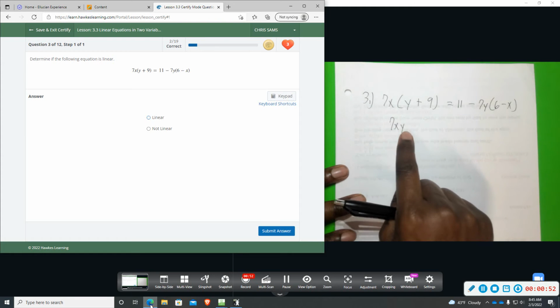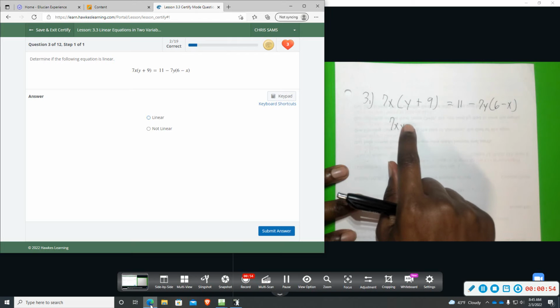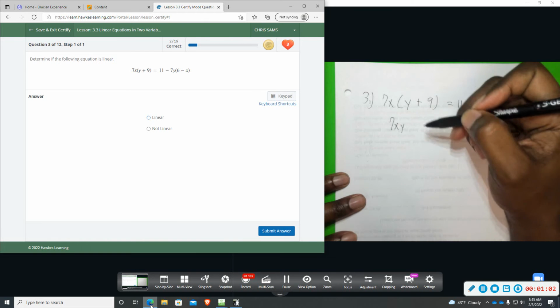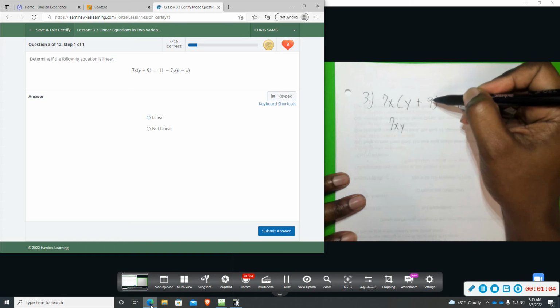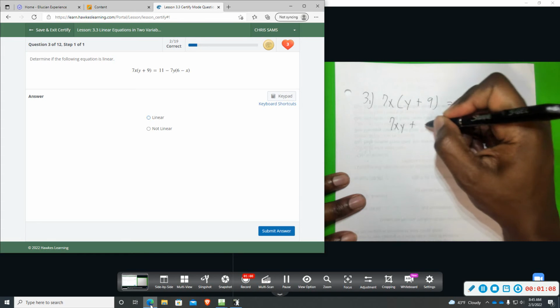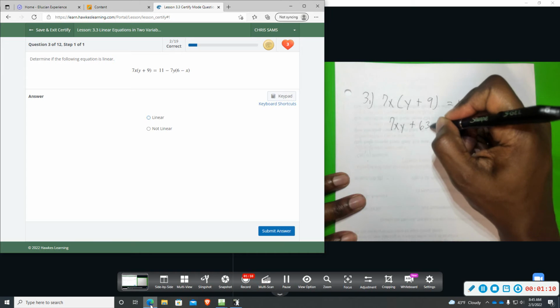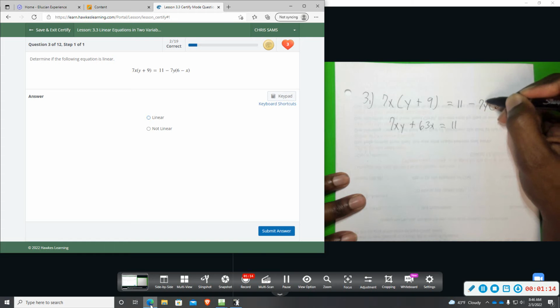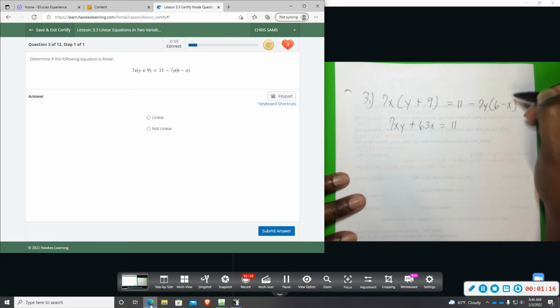Even though there's one x and one y and they have no exponent, the fact that we're multiplying them together would make this non-linear. Okay, so right now this is a problem. So just be careful with that. And then 7x times 9 will give us a positive 63x. Alright, and then bring down 11, and now we're going to multiply negative 7y times both terms.